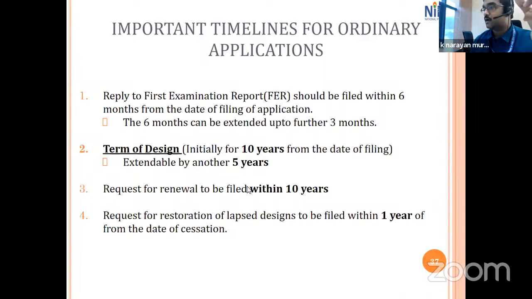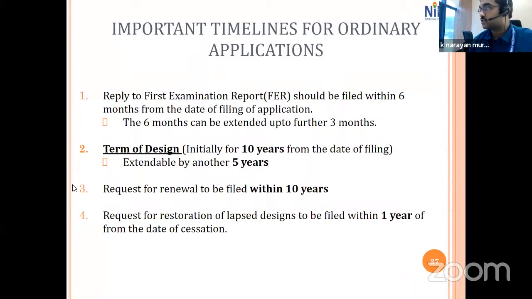For the design part, the term of design is 10 years, and again, the request for renewal should be within 10 years, and the request for restoration of a lapsed design should be within 1 year of the date of cessation. So these are restoration things. This will come back later, like restoration and all.